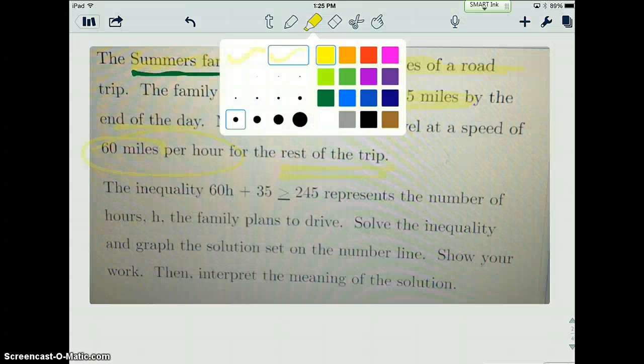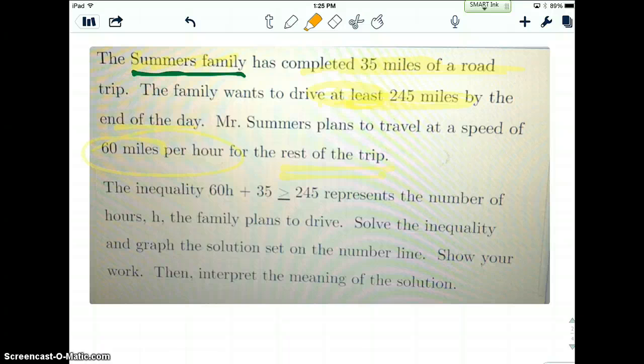So it gives you an inequality to use even. The inequality is 60h. What do you think that means? 60 per hour plus 35. What does that mean? The 35 miles they already drove. Needs to be greater than or equal to 245. Why is that? Because it says they're going to need to drive at least 245 miles. So h represents the number of hours the family plans to drive.